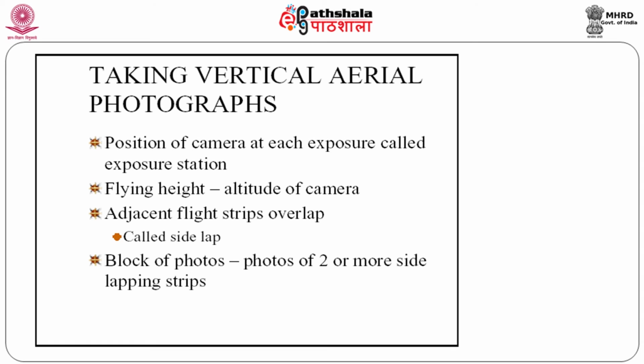Now, taking aerial photographs, I told you various characteristics or importance of that. What we say is that the position of the camera, each exposure, is called an exposure station. I told you about the flying height or the altitude of the camera from air, and then we also have to worry about the overlap and the side lap, and when you have more than one side-lapping set of photographs in a strip, it is called a block of photos.